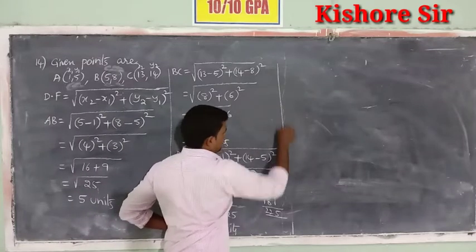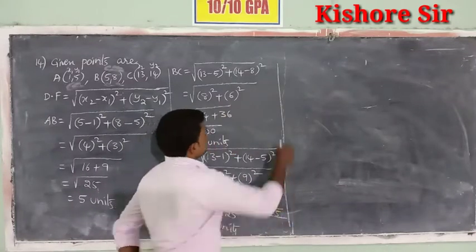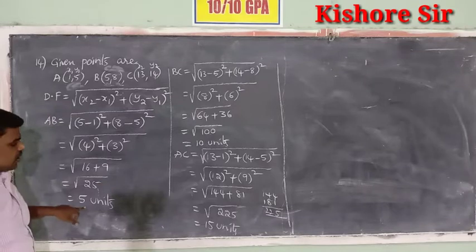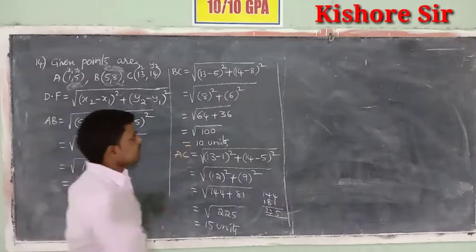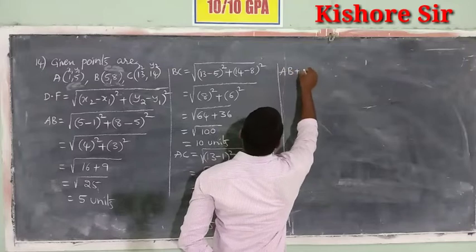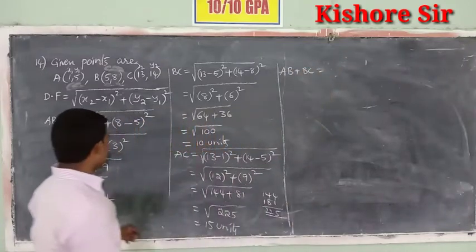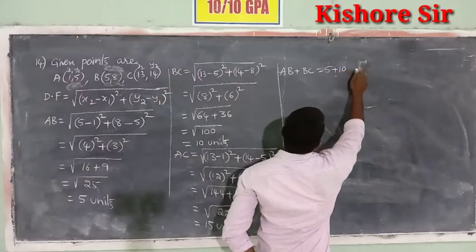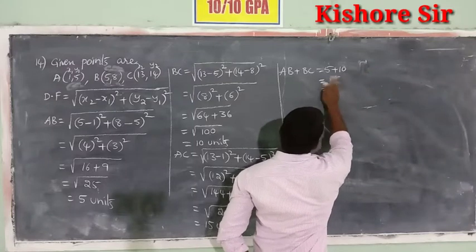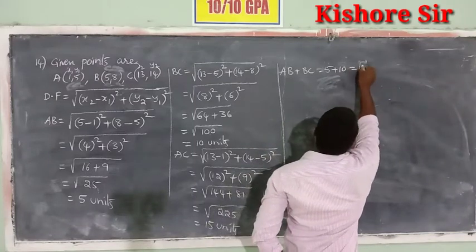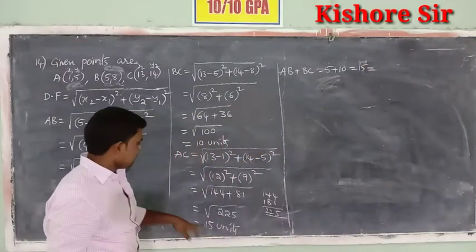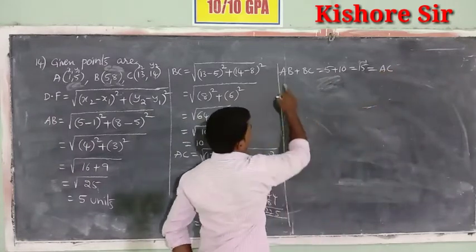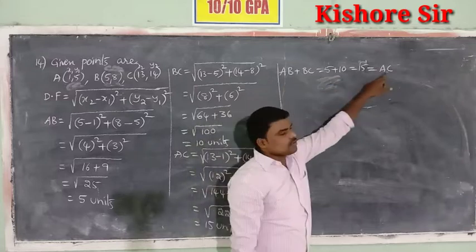Now check the collinearity rule. Add the first two distances. The distance AB is 5 and the distance BC is 10. So AB plus BC is equal to 5 plus 10, which is 15. The value of AC is 15. So AB plus BC is equal to AC.